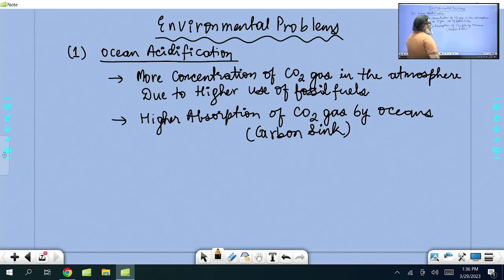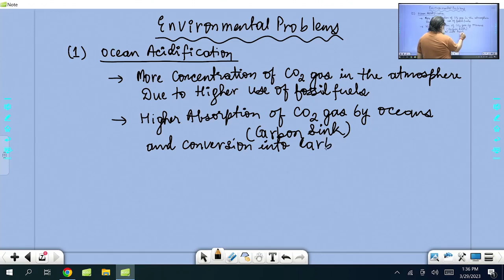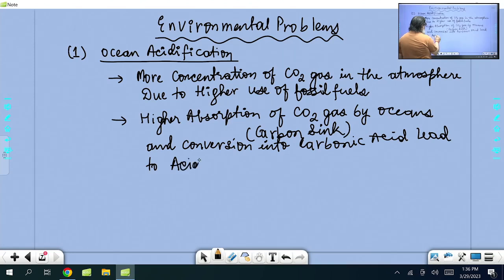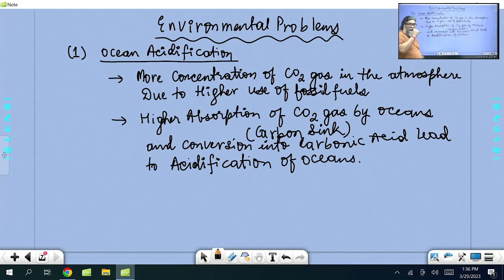Higher absorption of CO2 gas by oceans and conversion into carbonate, bicarbonate and carbonic acids leads to acidification of the ocean. So first I have explained what we mean by ocean acidification, and why the ocean is getting acidified.